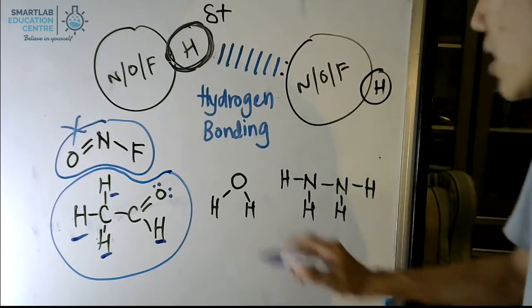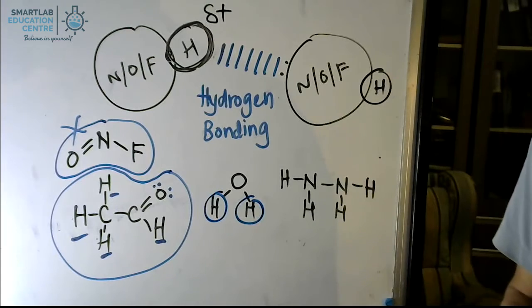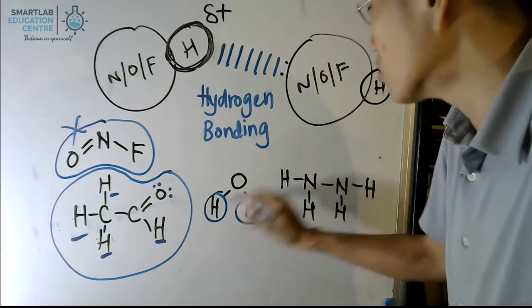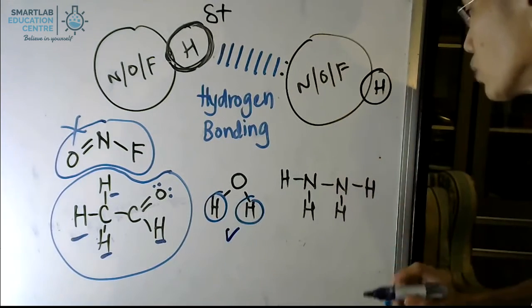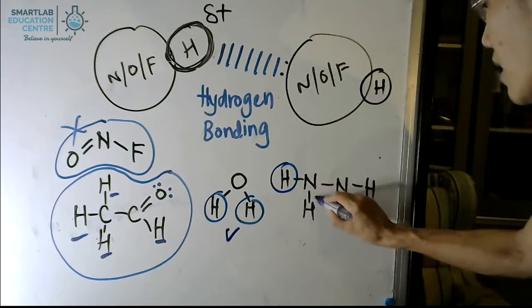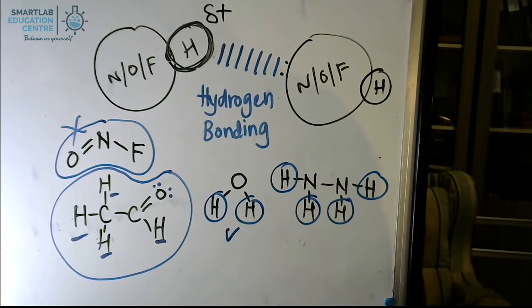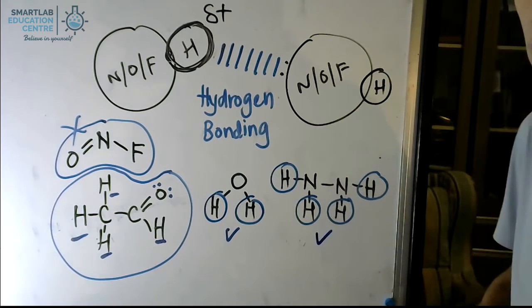In the case of the water molecule, there are two hydrogens here that we circled, which are protonic and electron deficient because they're directly bonded to oxygen. So this is a molecule that could form intermolecular H-bond. The other one we look at is hydrazine. Similarly, in the same vein, we have four hydrogen atoms directly bonded to nitrogen atoms, which is highly electronegative. So therefore, this molecule can also form intermolecular H-bond.